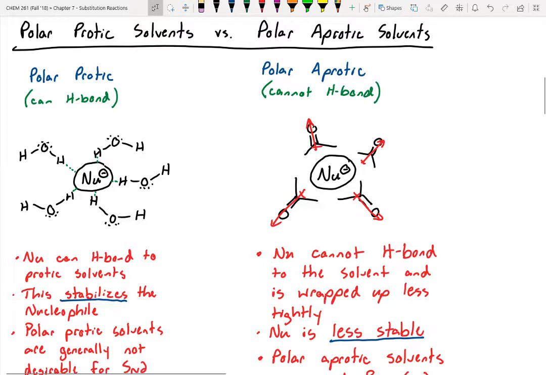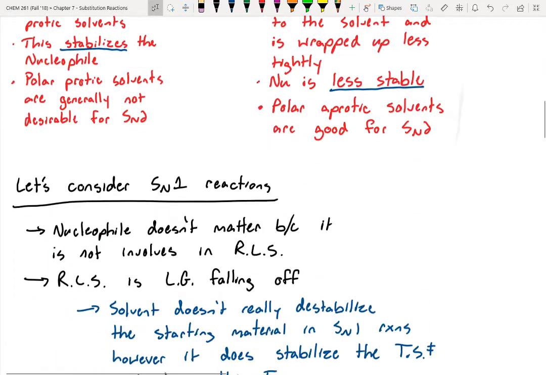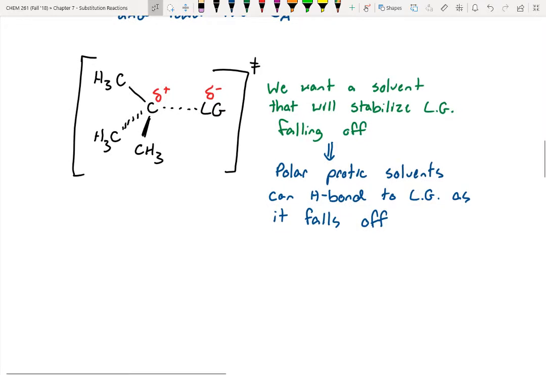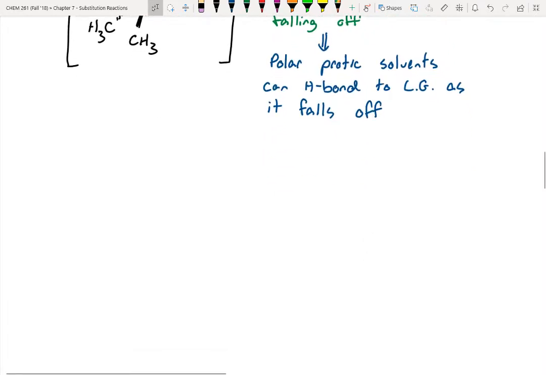However, on the flip side of that, we wanted to destabilize our nucleophile, which is more favorable in an aprotic solvent. In the lower example with SN1 reactions, we said the nucleophile doesn't matter. In fact, destabilizing it doesn't help us in any way, shape, or form. So instead, we just want to stabilize our transition state as much as humanly possible, which is going to be achieved with polar protic solvents. Yeah, great questions. So let's just write this down.